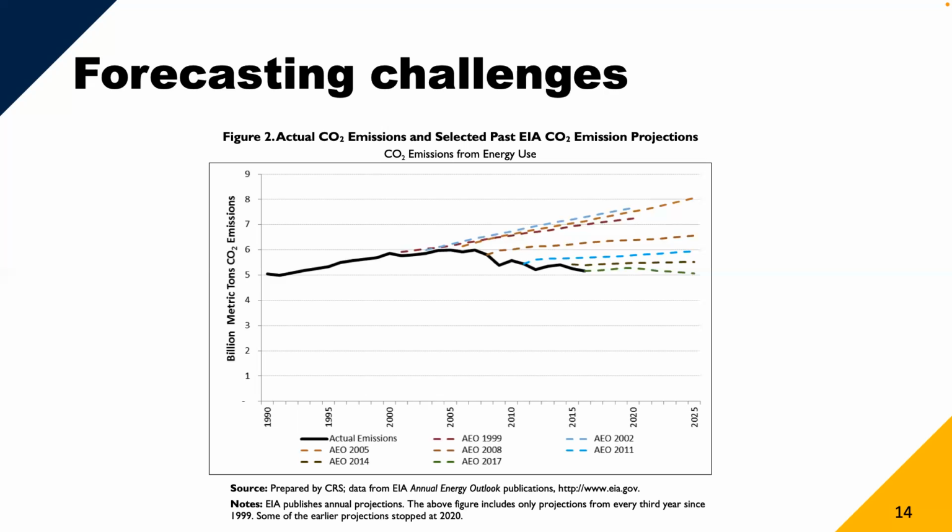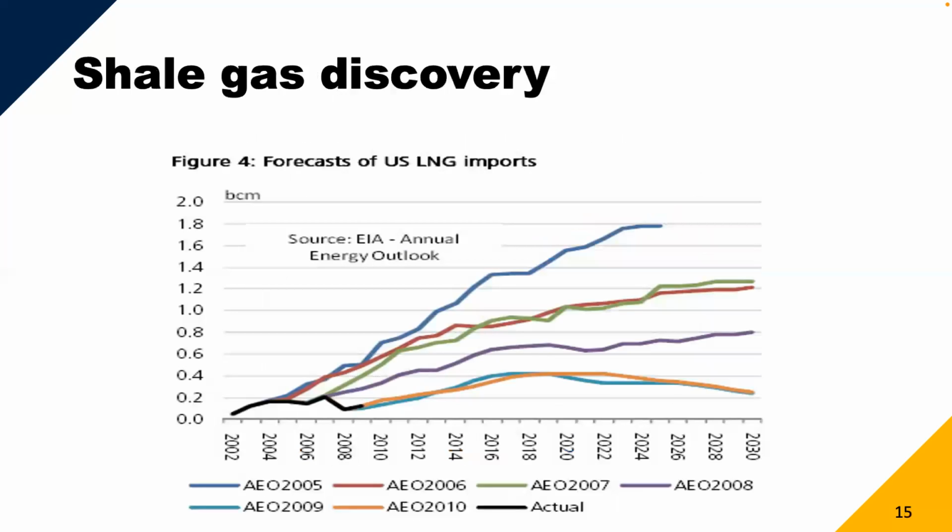Oftentimes these projections going out into the future will have specific parameters associated with why that's happening. And so this can be a sort of benchmark of saying, if these things happen, then this might be what your emissions look like. And so even if you're getting it wrong, that doesn't necessarily mean that all of this modeling effort is useless. But it is definitely challenging.